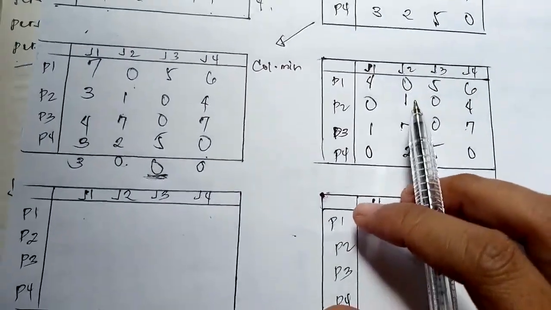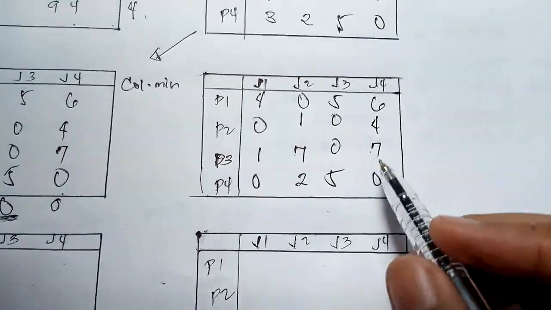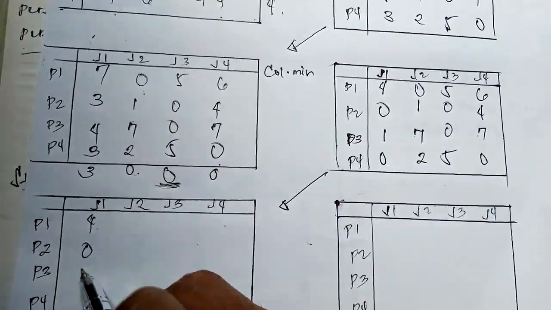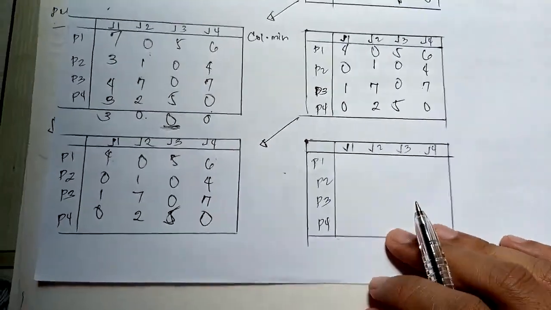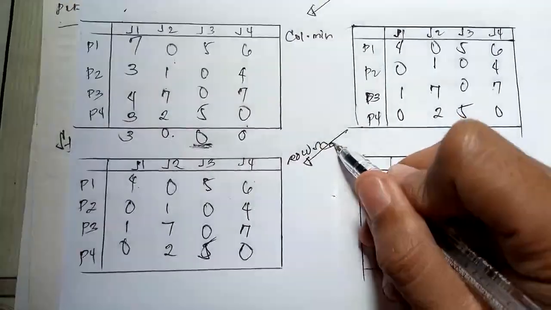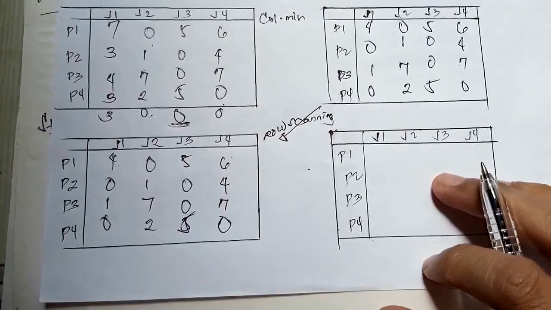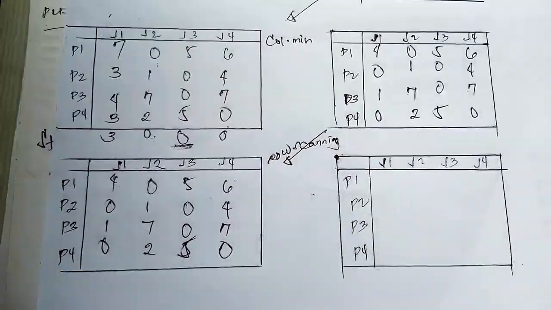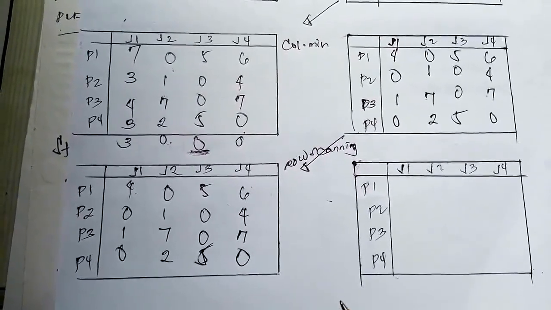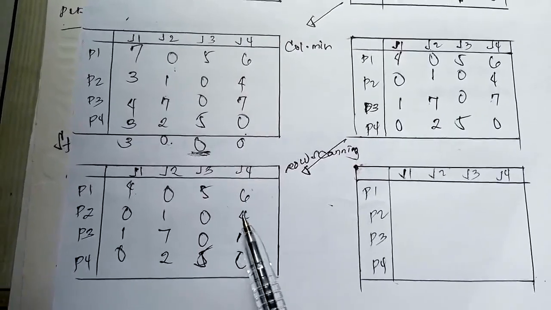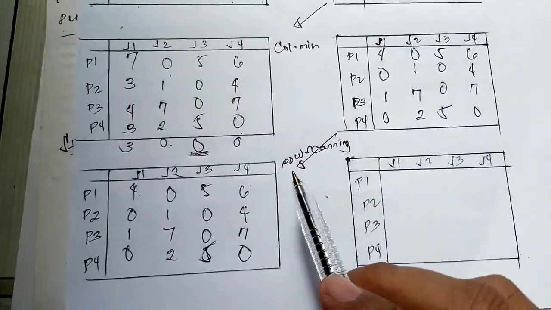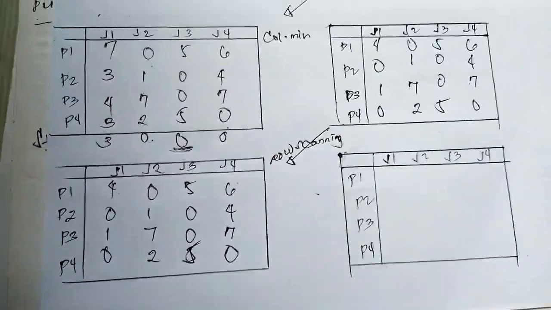Next step is the row scanning. All we have to do here is copy this table into the next table. So let's copy it first. Okay, so our third step is the row scanning. In row scanning, starting from the first row, ask the following question: is there exactly one 0 in that row? If yes, mark a square around that 0 and draw a vertical line passing through that 0, otherwise skip that row. Okay, so let us try this.